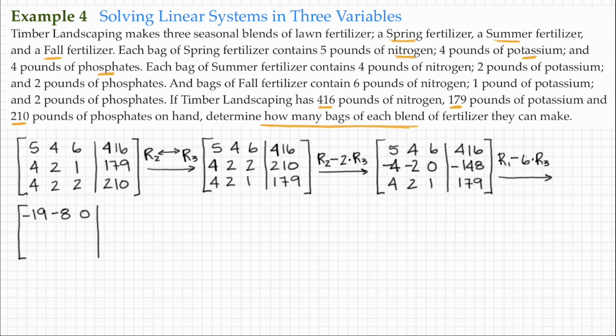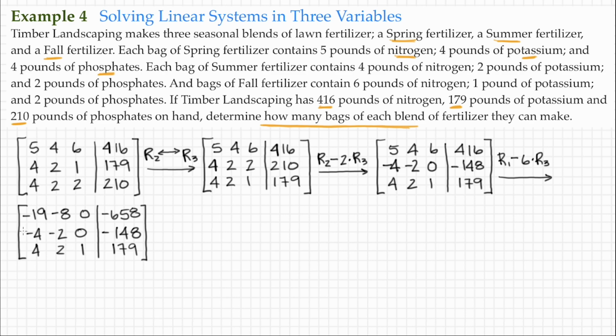179 times 6 is 1,074. 416 minus 1,074 is negative 658. Close off the bracket and fill in the rest. Negative 4, negative 2, 0, negative 148, 4, 2, 1, and 179. So we've now created a unit column here. So this column is done.